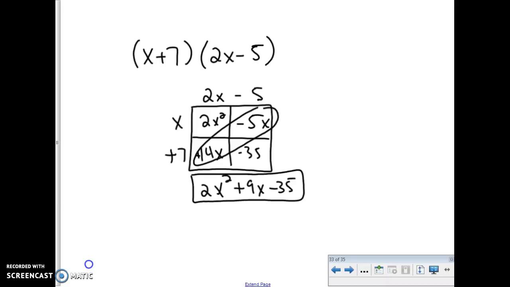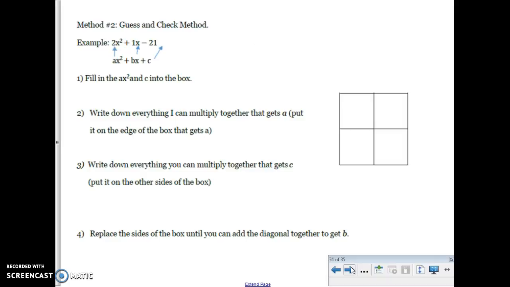So if I think about this, these two squares get me the 2x squared that I'm looking for. And then these two squares get me the negative 35 I'm looking for. And I'm trying to find a combination where, when I add the main diagonals together, I get 9x. So this is called guess and check. What I want to do first is fill in ax squared and c into the box. In this case, I'm going to put 2x squared here and minus 21 in that other box.